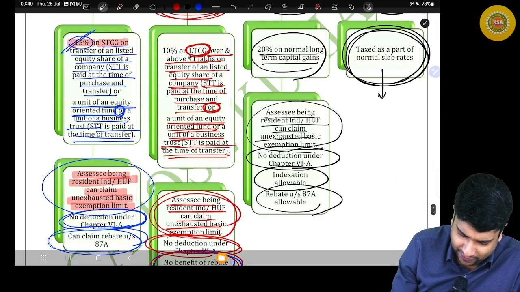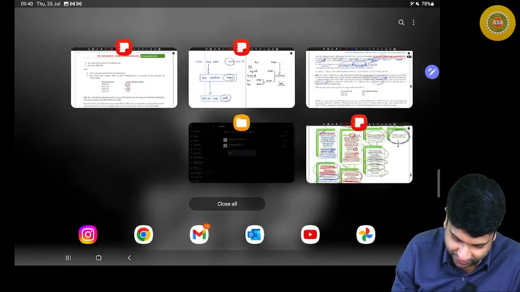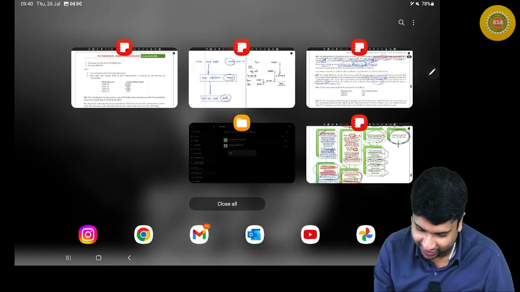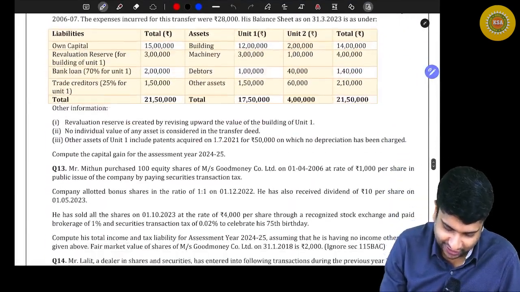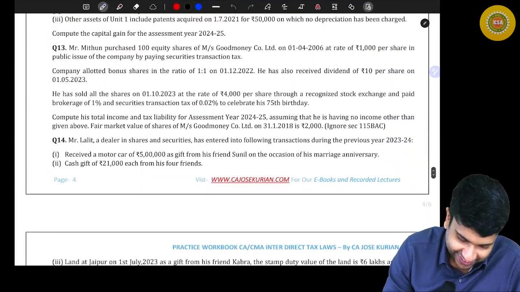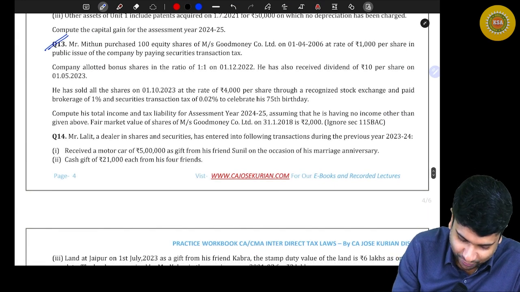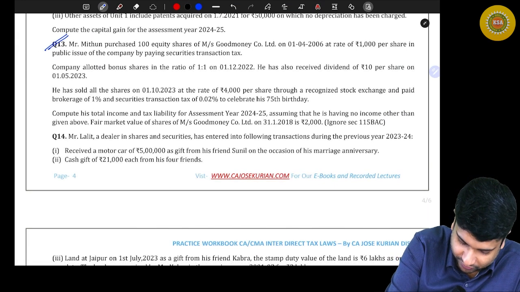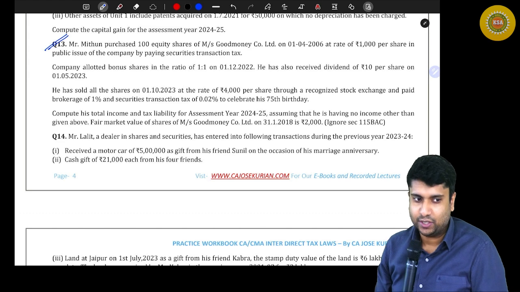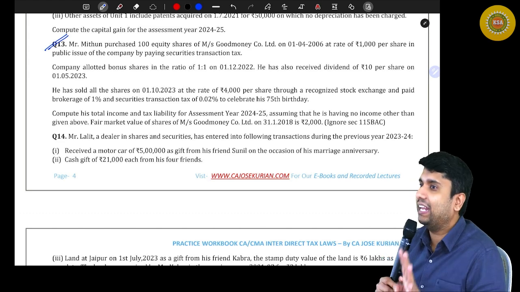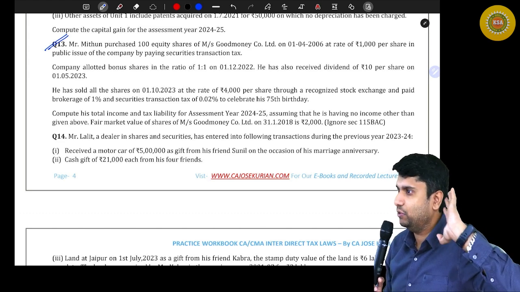Now let me give you a question. You were saying you want a tough question, right? Since yesterday, some people online were asking for a tough question. Take question number 13 on page number 4. It's a fantastic question. You need to compute the capital gain as well as the tax liability. You need to compute everything.